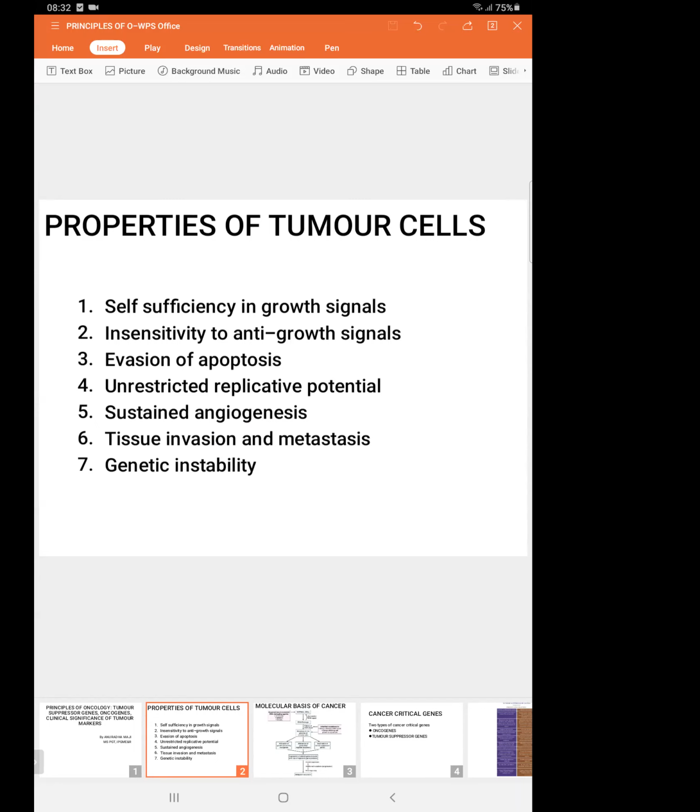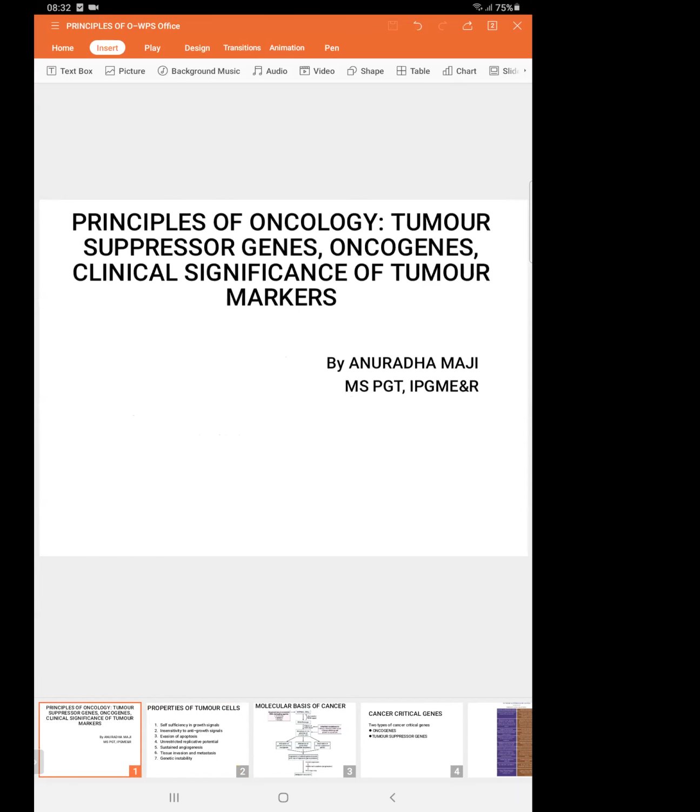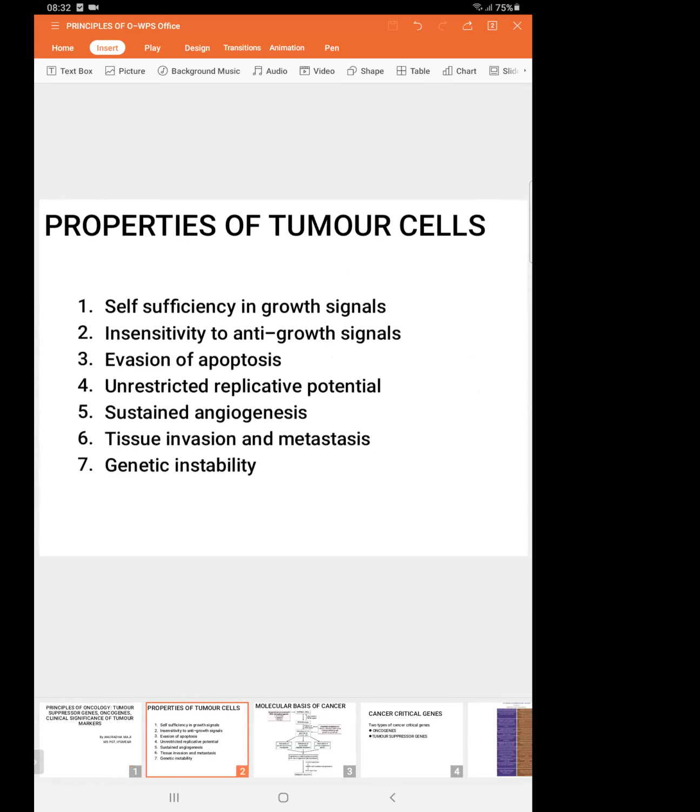Good morning, everyone. Today I'm going to present the principles of oncology regarding the tumor suppressor genes, the oncogenes, and the clinical significance of the tumor markers. The tumor cells have certain properties like self-sufficiency of the growth signals, insensitivity to the anti-growth signals, evasion of apoptosis, unrestricted replicative potential, sustained angiogenesis, tissue invasion and metastasis, and genetic instability.